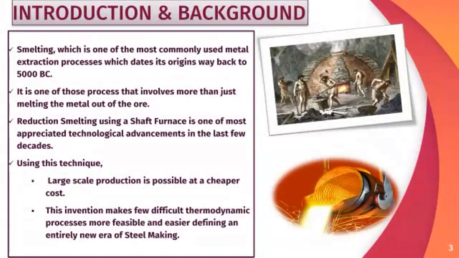Starting off with the introduction, smelting is one of the fundamental extraction processes that dates its roots to 5000 BC. Apart from its usual definition of melting metal out of the ore, it is a process relied on by industries for more than one purpose. Our topic of discussion, reduction smelting using a shaft furnace, which came to light in the last century, is one of the most advanced technologies as it facilitates large-scale production at a cheaper cost. Moreover, this invention enables some of the most difficult thermodynamic processes to occur very easily.